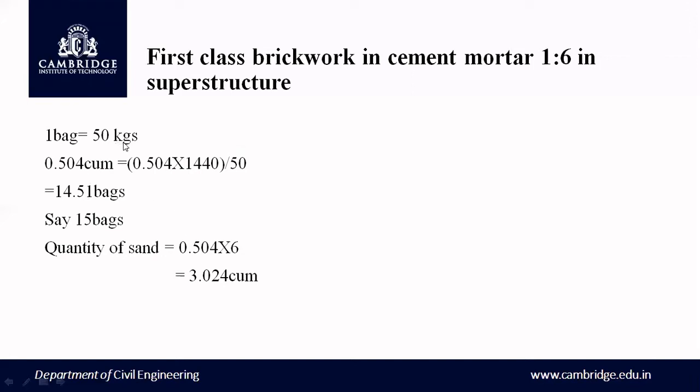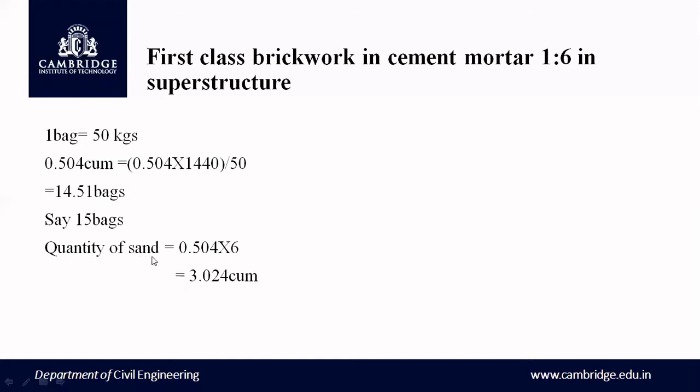So this we have in terms of cubic meter. Convert this to number of bags, because cement is available in the market in the form of bags. One bag of cement is equal to 50 kg. So 0.504 cubic meter multiplied by the density of cement, that is 1440, divided by 50, we'll get 14.51 bags. Say 15 bags.